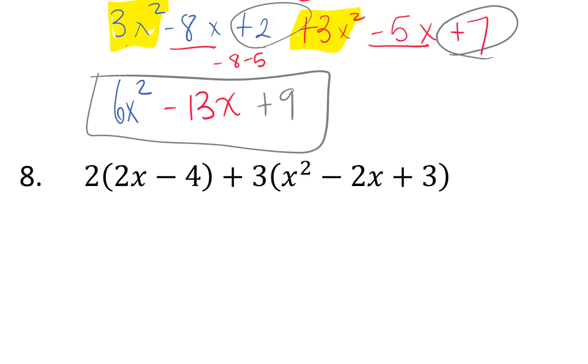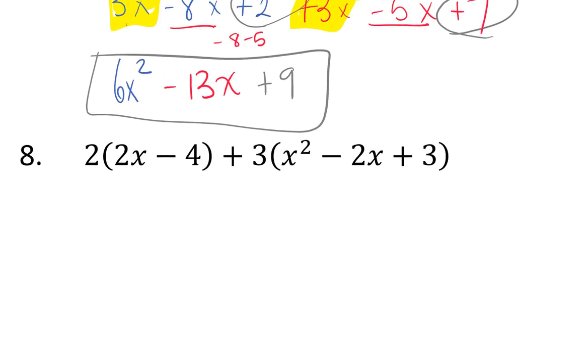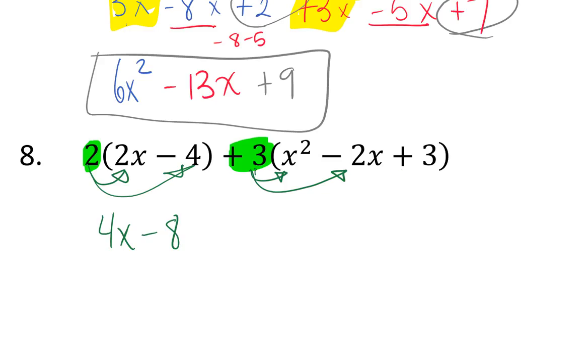All right, we are going to have to distribute that. I see a number outside here and there, so we're going to have to distribute. 2 times 2 and 2 times negative 4. 2 times 2 is 4x. 2 times negative 4 is negative 8. Then we're going to distribute the 3 to the negative 2 and then to the 3. So we get plus 3x squared, minus 6x, and then plus 9.